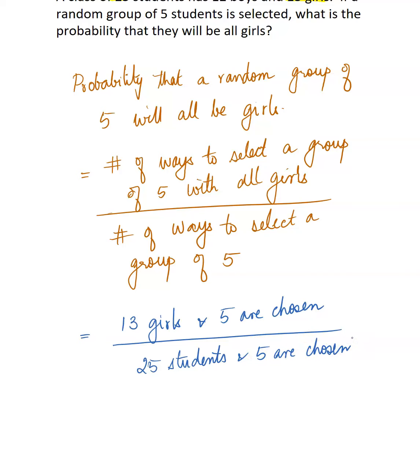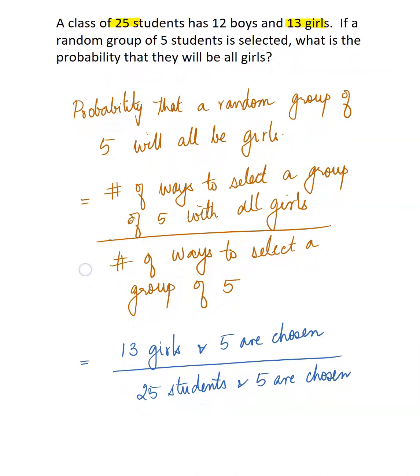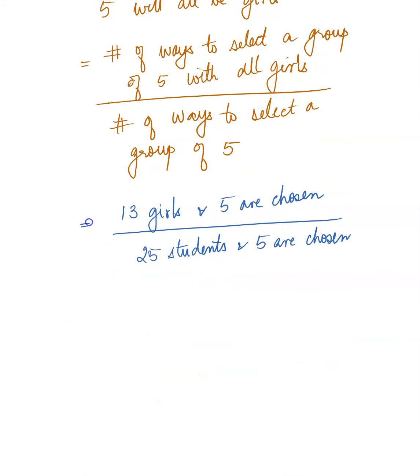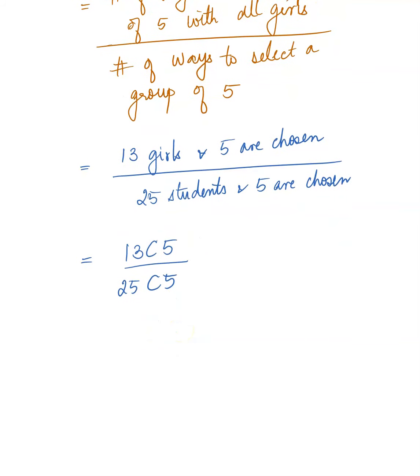Okay. Here again, we want to decide if it's a combination or permutation. Go back and see if there was any ranking, any order that mattered. No order, so order doesn't matter. We go for combination. So that will be 13C5 divided by 25C5. Go ahead and do the computation.